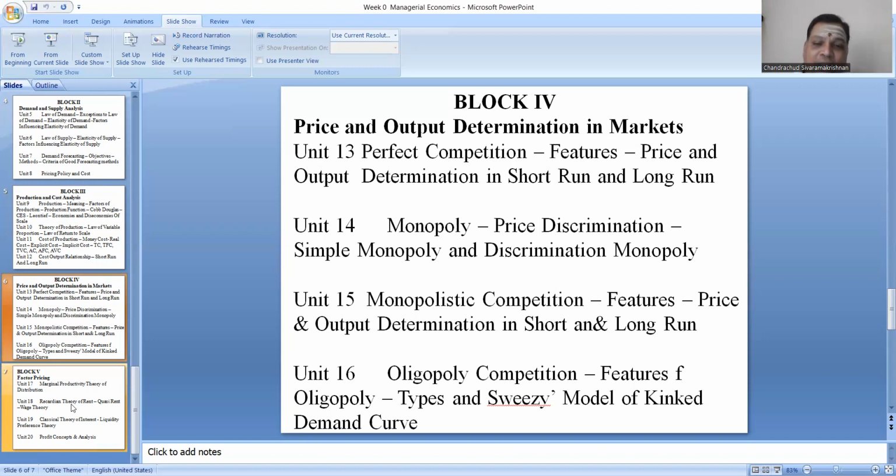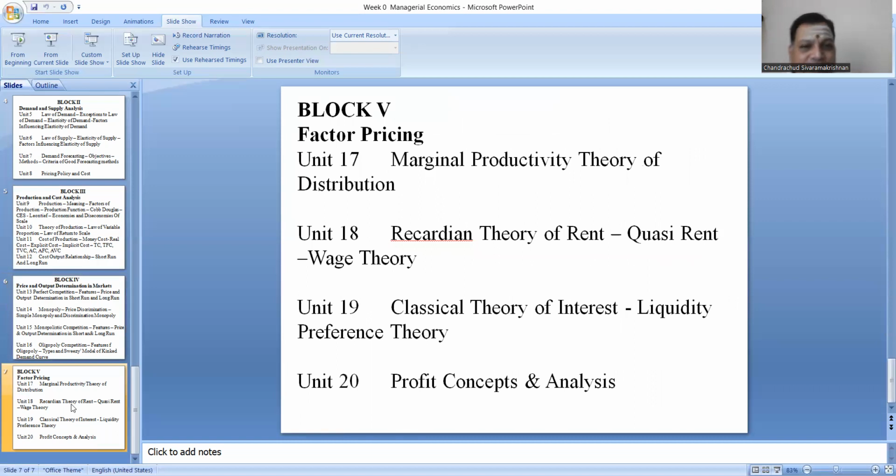In Unit 15, monopolistic competition includes a profit maximization model also. In the last unit of Block 4, Unit 16, about oligopoly competition, here one particular model called the kinked demand curve model, given by Professor Sweezy, and we also include price rigidity and price leadership in this particular unit. In the last block, that is Block 5, we are discussing factor pricing.